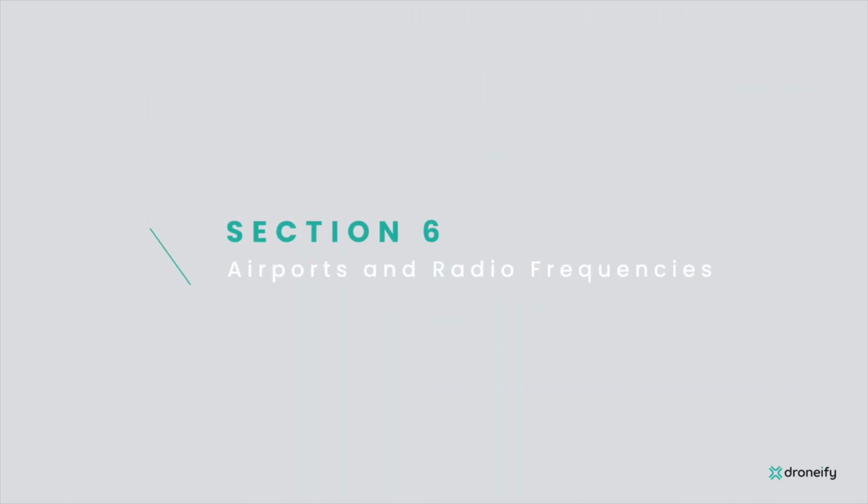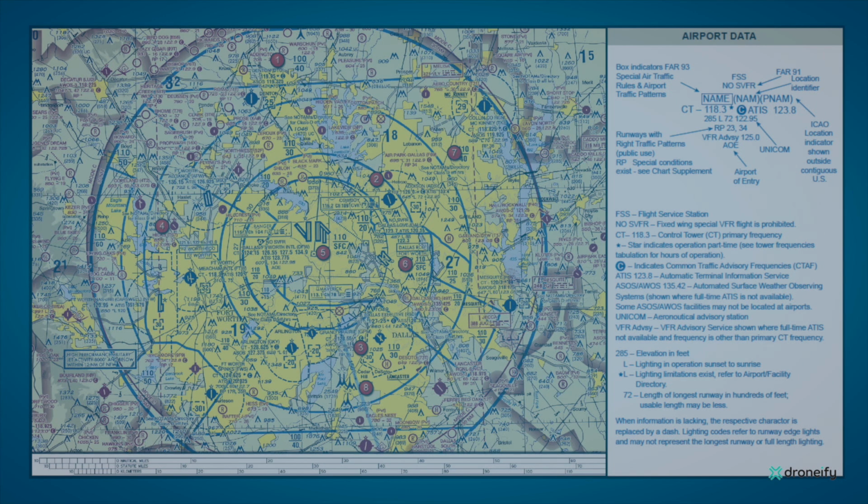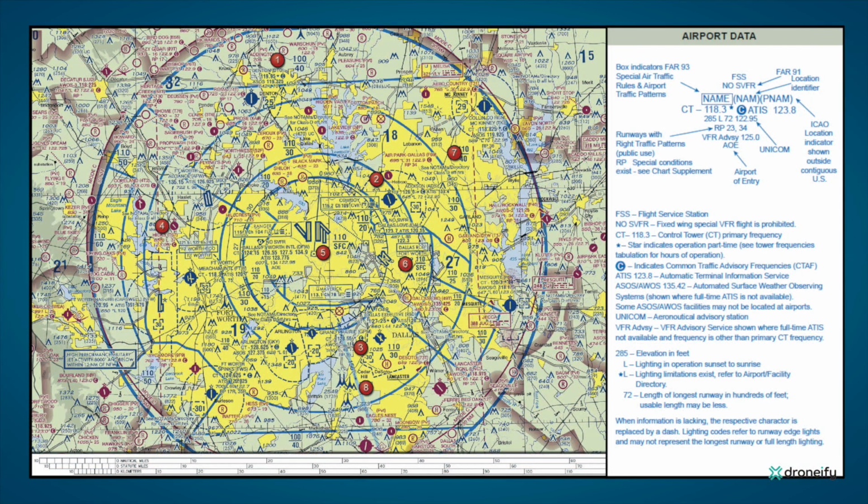FAA Part 107 regulations require drone pilots to understand airport operations and radio frequencies in order to ensure safe operations in the airspace. Airports are a critical component of the airspace, and drone pilots must be aware of their location and operations in order to avoid conflicts with manned aircraft. The FAA publishes airport information in the form of the Airport Facility Directory, or AFD, which provides information on airport location, runway configuration, traffic patterns, and communication frequencies.